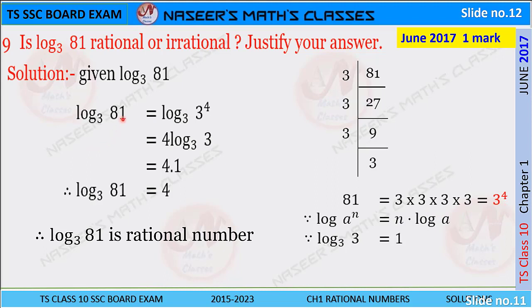So we can write log 81 base 3 is equal to log 3 power 4 base 3. So it is in the form of log a power n is equal to n into log a. So it can be written as 4 log 3 base 3. We already know that log 3 base 3 is 1. Therefore we replace this one with 1. Then we get 4 into 1. Therefore log 81 base 3 is equal to 4. We already know 4 is a rational number. Therefore log 81 base 3 is a rational number.